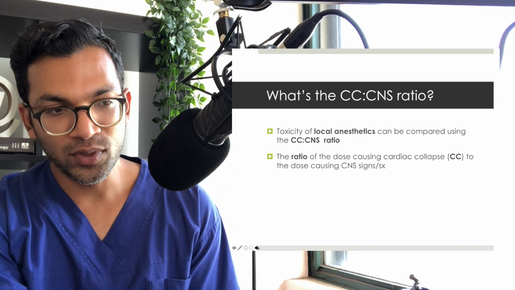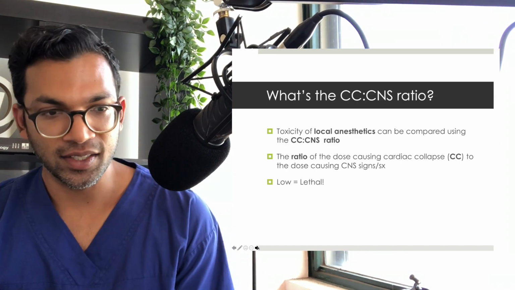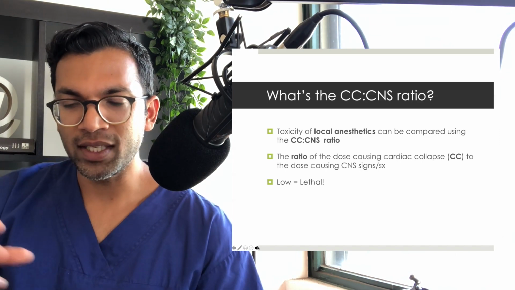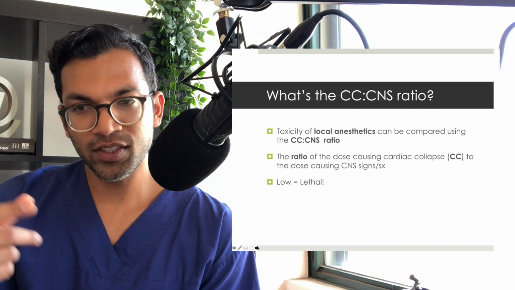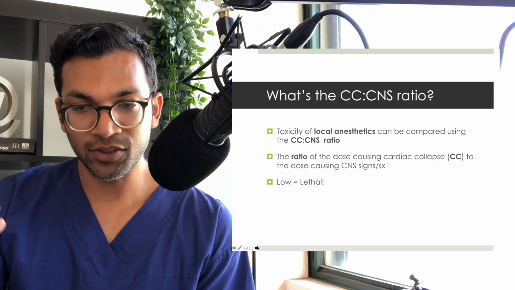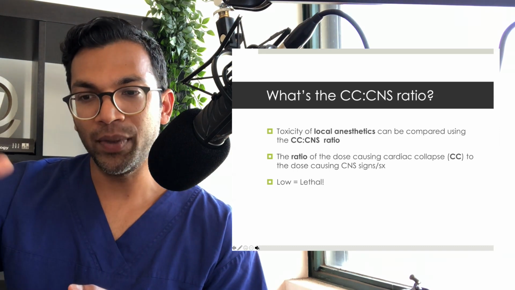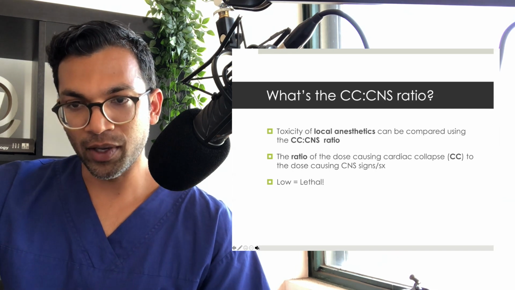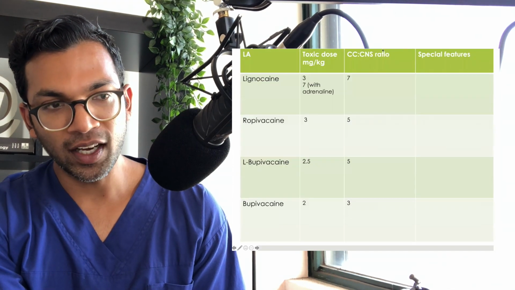So if that number is really low, it's super lethal. And imagine what that means. It means that if I've got a really big ratio, I'm going to get a certain amount of anesthetic, might give some CNS or central nervous system symptoms, but it will take a far bigger concentration or dose to give me cardiovascular collapse. So my ratio will be really high. So low is lethal.